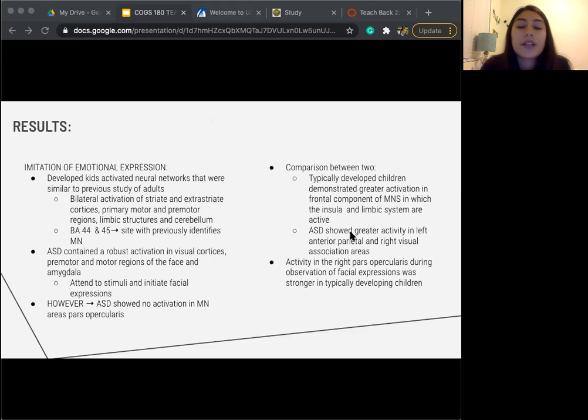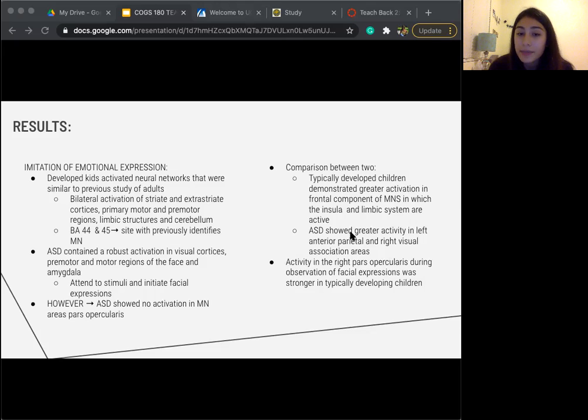Some of the results for the imitation of the emotional expression were that typically developing kids activated neural networks similar to those seen in previous studies of adults. So there was a bilateral activation of the striate and the extrastriate cortices, the primary motor and the premotor regions, the limbic structures, and the cerebellum, as well as Brodmann areas 44 and 45, a site previously identified to contain a lot of mirror neurons.